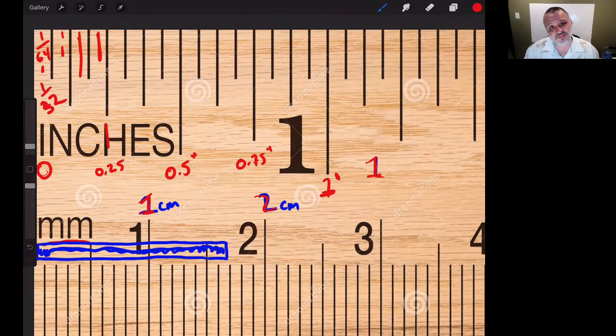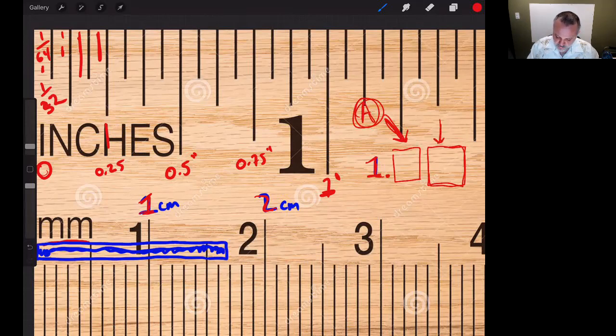Well, the smallest graduations are 0.1 centimeter. But what was the rule? The rule is we read an analog instrument 1 decimal place beyond the smallest graduation. If this is the smallest graduation, then we need to fill in 1 extra decimal place. So what digit belongs in the box labeled A, and what digit belongs in the box labeled B?